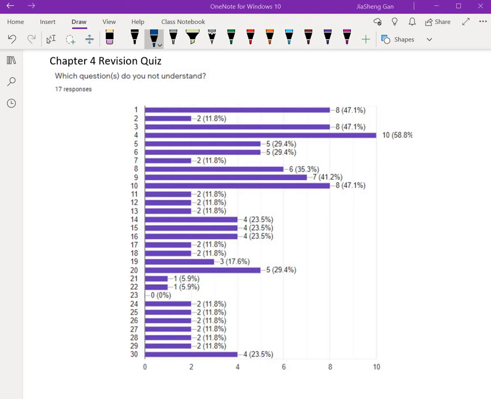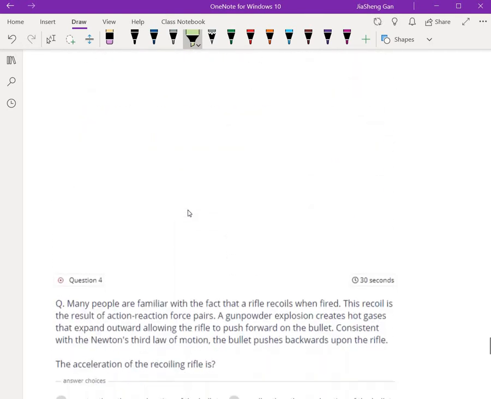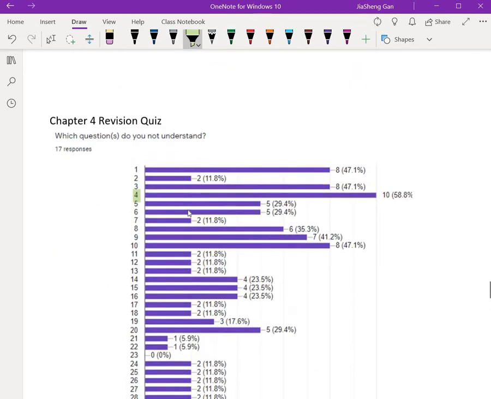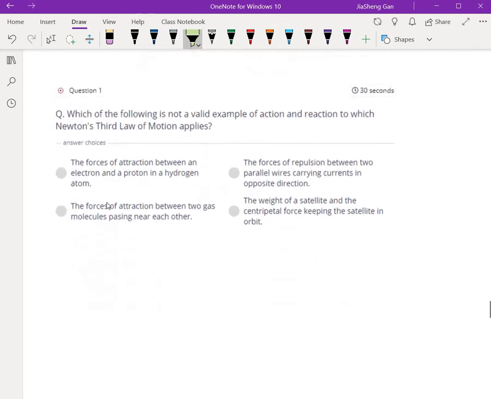Hi everyone, so this is a review for chapter 4 revision quiz. For this session, we will do question 1, question 3 and question 4, which is the first 3 questions. Okay, so let's look at question 1.